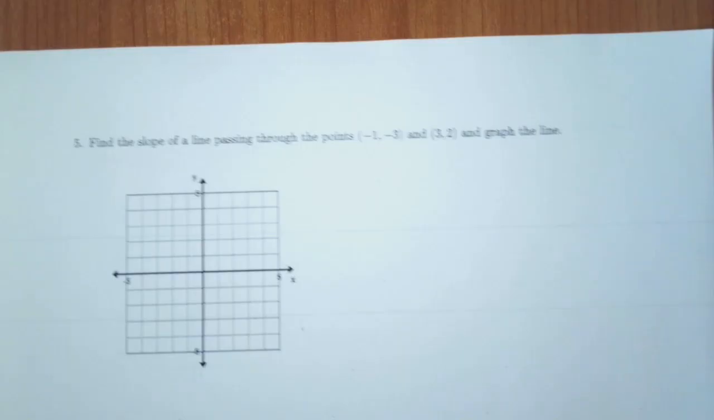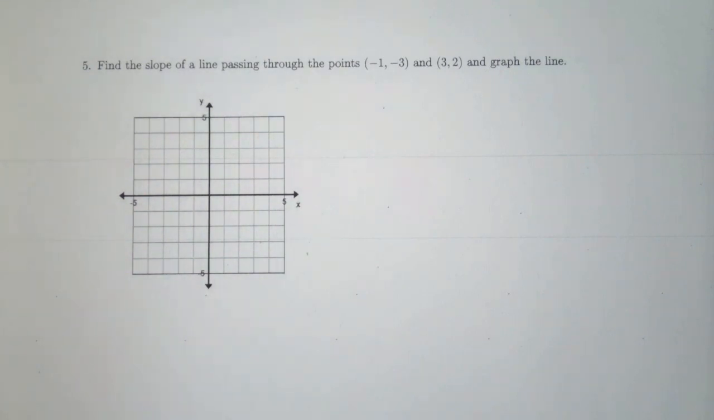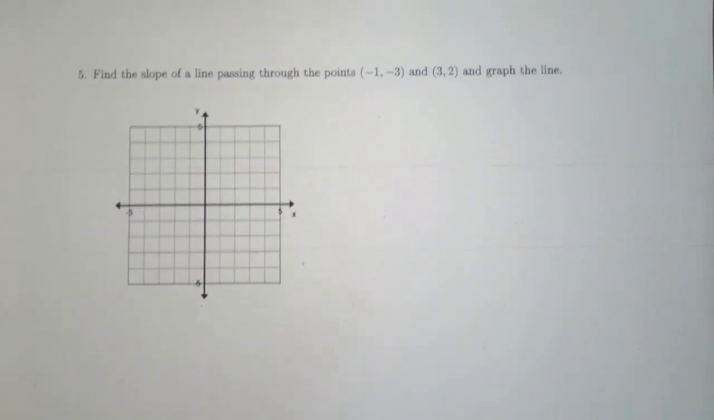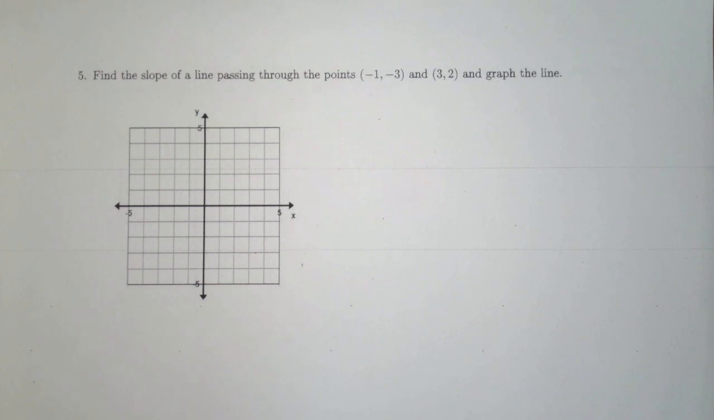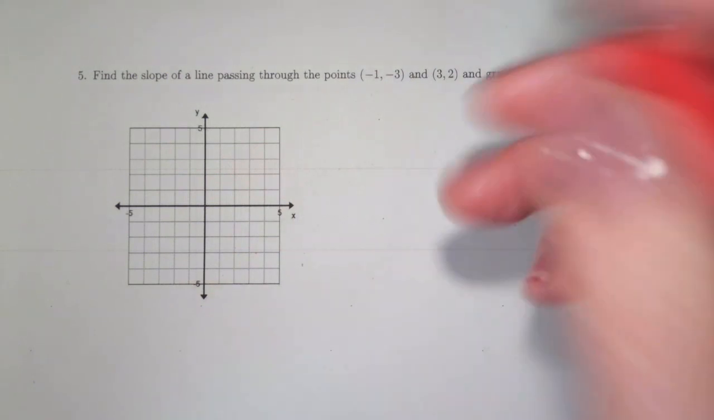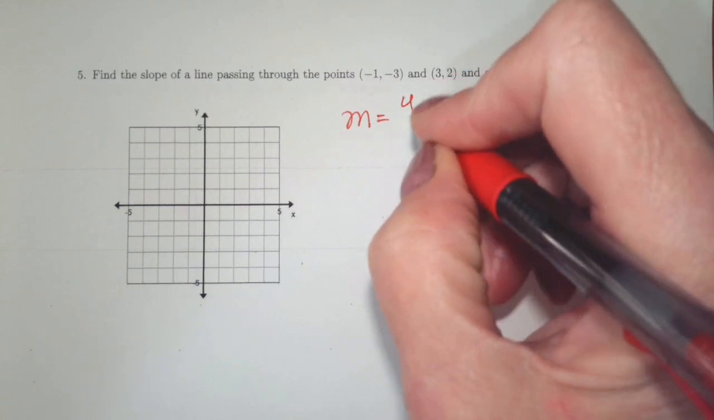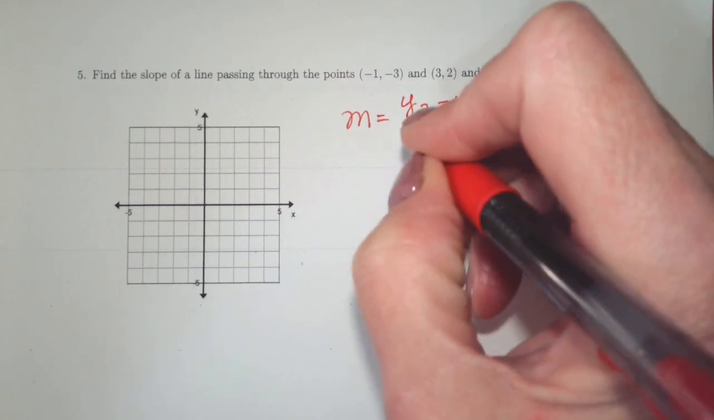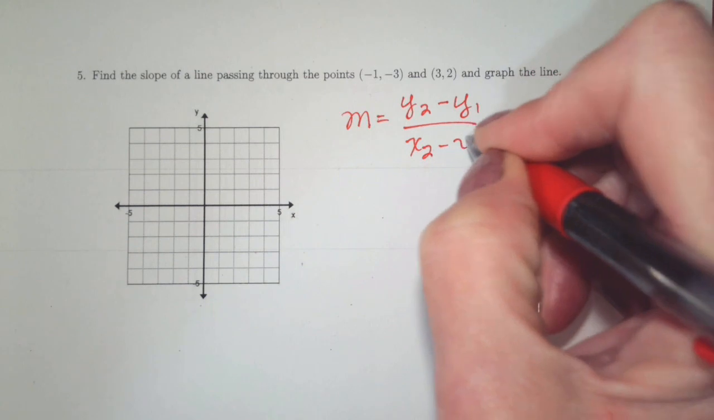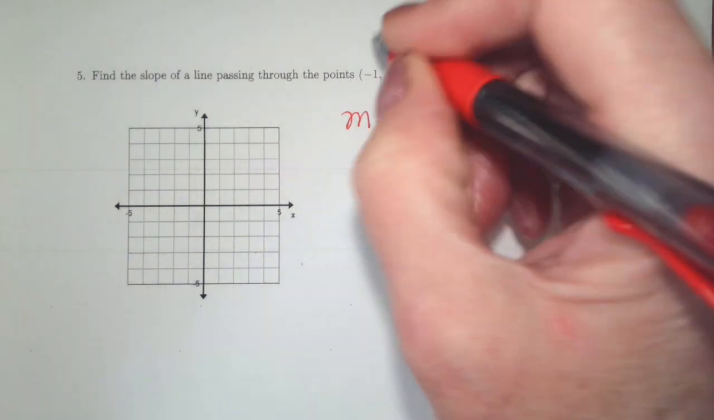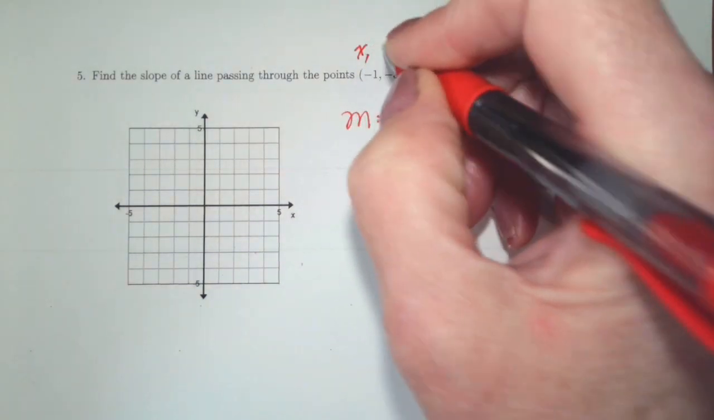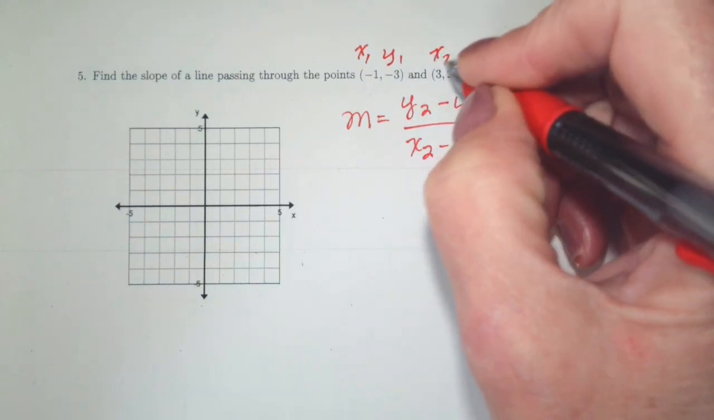Okay. All right, now I'm going to do all the ones dealing with graphing in the same one. All right, so on number 5, it says to find the slope of the line passing through the points negative 1, negative 3, and 3, 2, and then graph the line. Okay, so to find the slope, remember the formula is y2 minus y1 over x2 minus x1. And I'm just going to randomly call this x1, y1, and this one x2, y2.